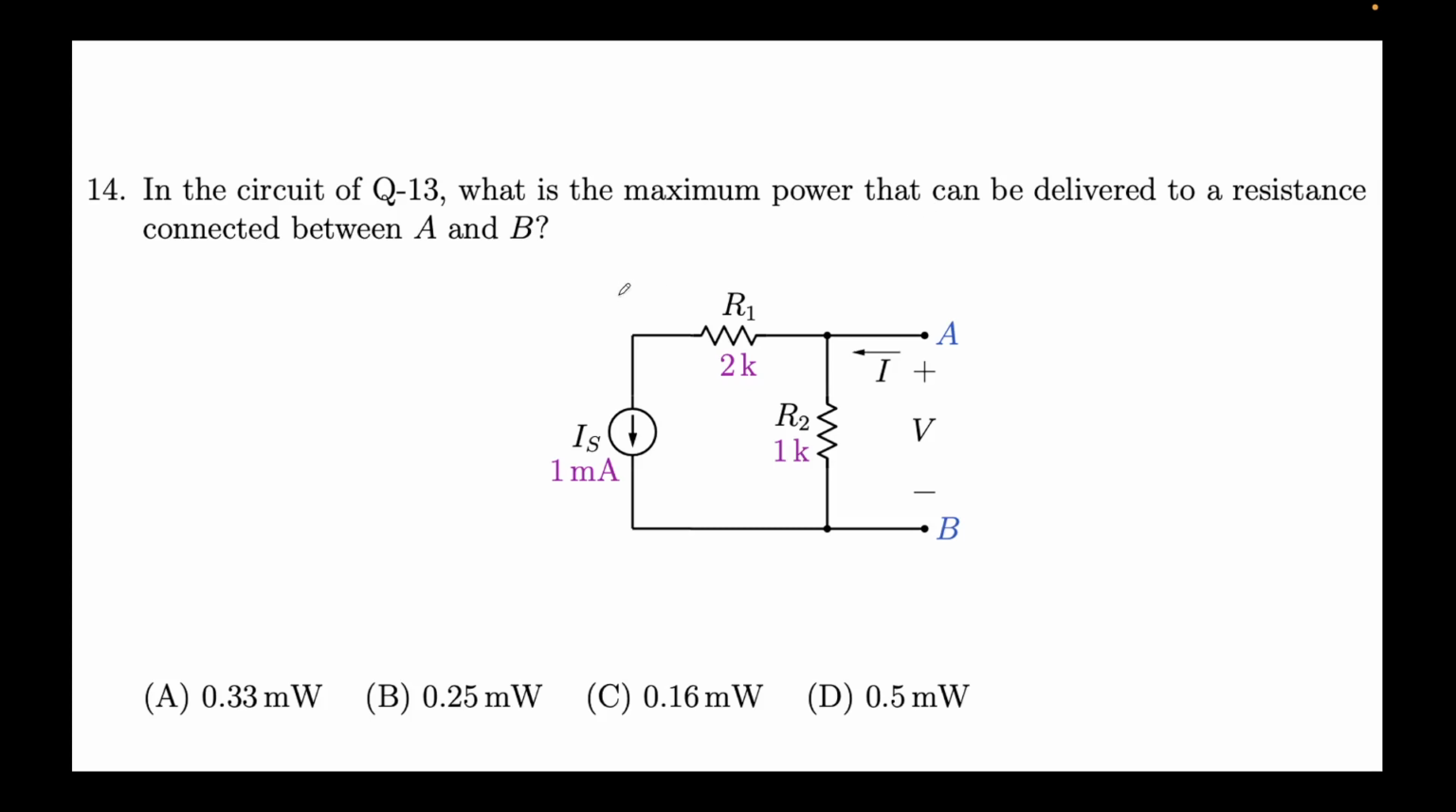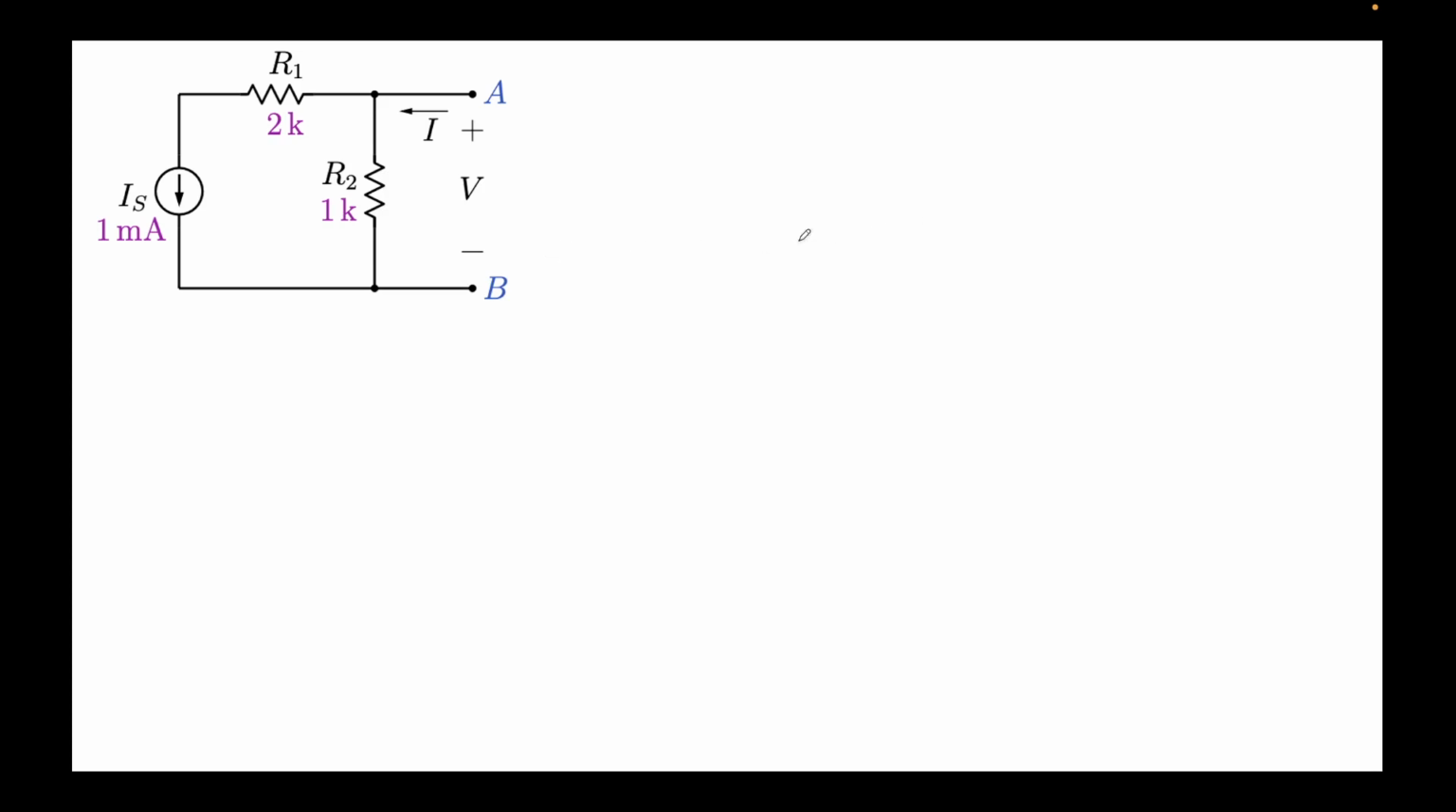Now in the circuit of question 13, the previous question that we had discussed, the maximum power that can be delivered to a resistance between load A and B. Again we had done that. We saw that P max was, I forget what the expression was. Can someone remind me? This was I square RTH. We saw I square is VTH over 2 RTH whole squared times RTH. This will be VTH whole square over 4 RTH.